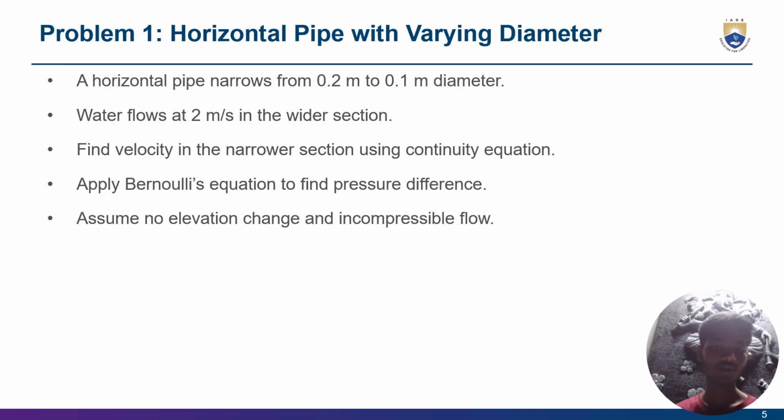Problem 1. Horizontal pipe with varying diameter. A horizontal pipe narrows from 0.2 meter to 0.1 meter diameter. Water flows at 2 meters per second in the wider section. Find the velocity in the narrower section using the continuity equation. We apply Bernoulli's equation to find the pressure difference. Assume no elevation change and incompressible flow.